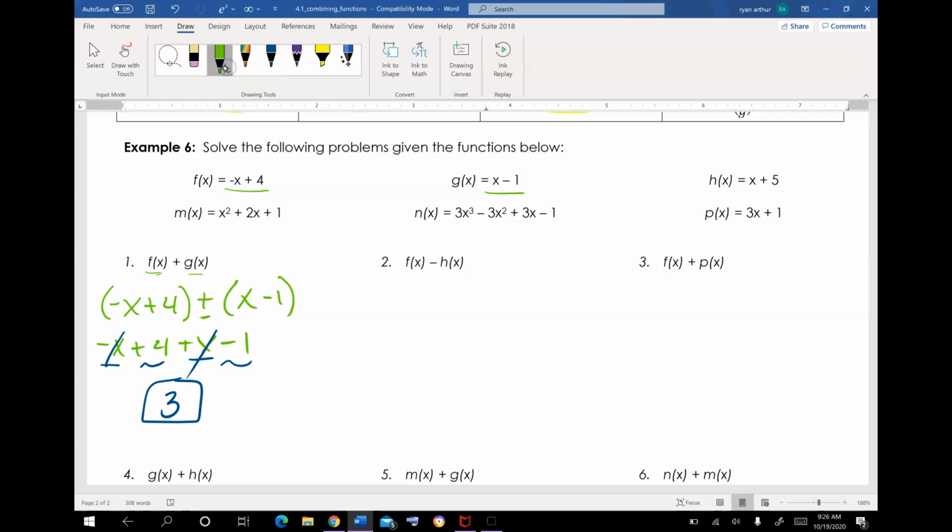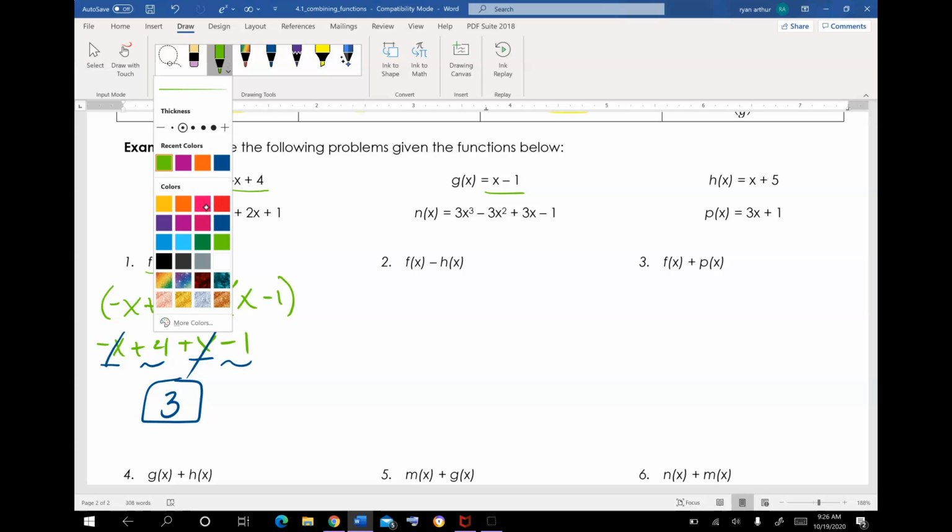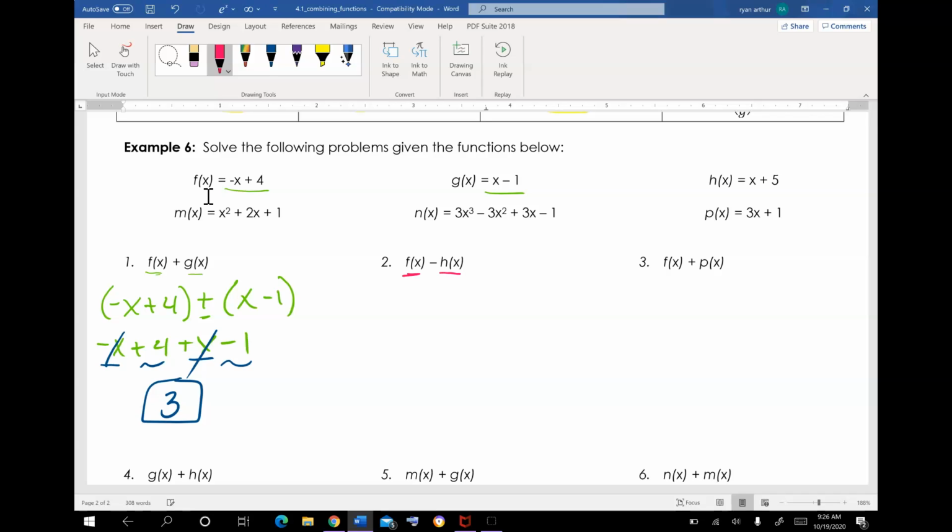Okay? All right. Let's do another one. Number 2 says f of x minus h of x. So we go and get f of x, which is negative x plus 4, minus, then we go get h of x, x plus 5. Now, see why it's important to use parentheses for subtraction? Because I have to distribute this subtraction symbol, this negative symbol. So the front stays the same, but the back is going to be minus x minus 5, okay?